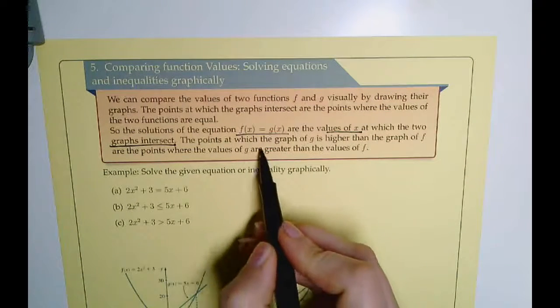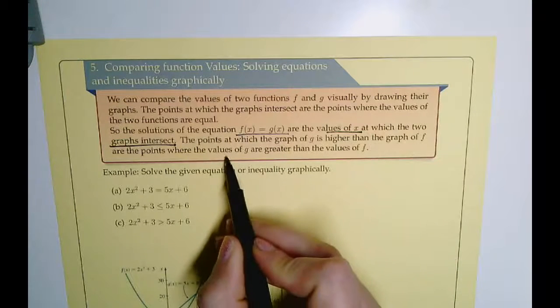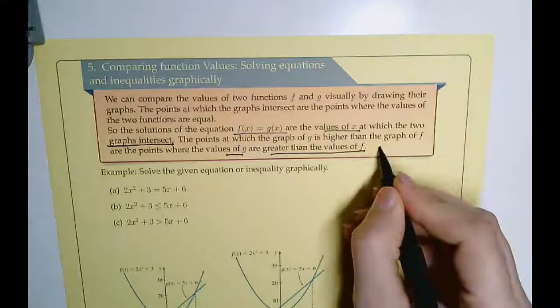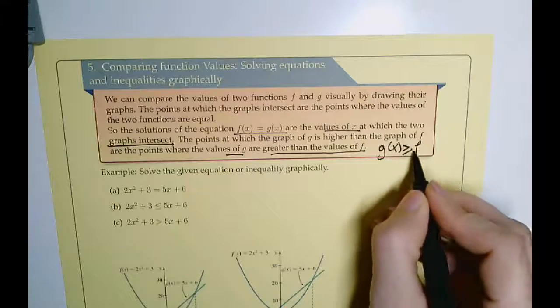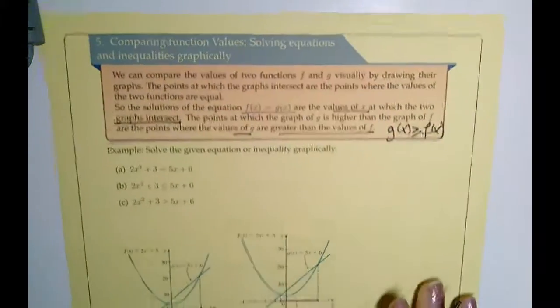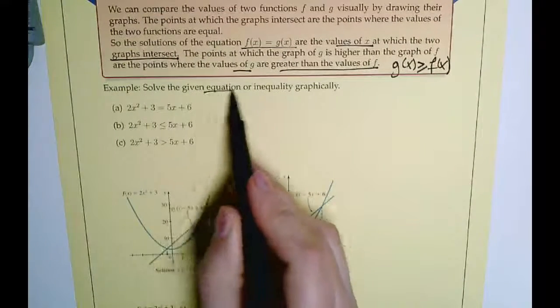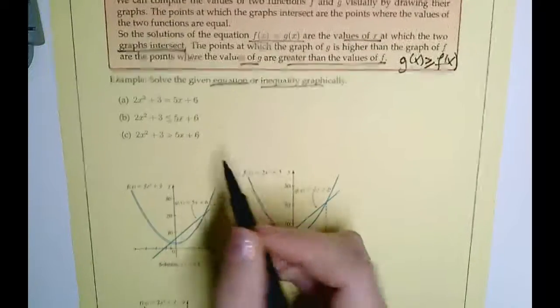And then the points at which the graph of g is higher than the graph of f are the points where the values of g are greater than the values of f. So basically you're solving the inequality g of x greater than or equal to f of x. So let's see what that means with an example. Let's solve this equation and these two inequalities graphically.